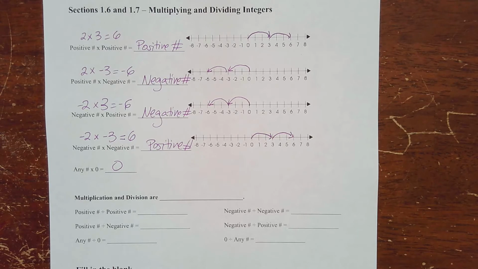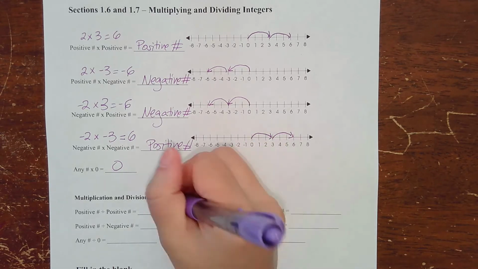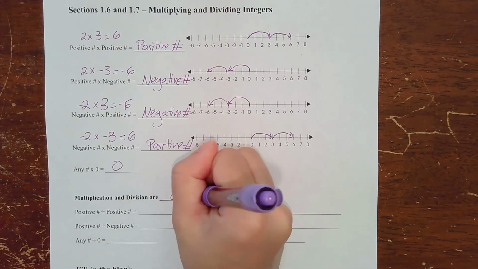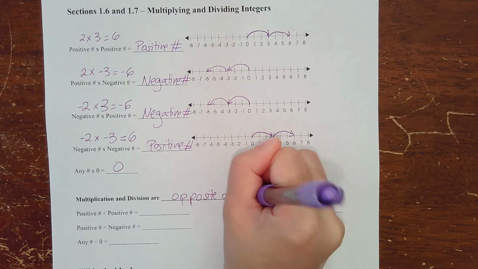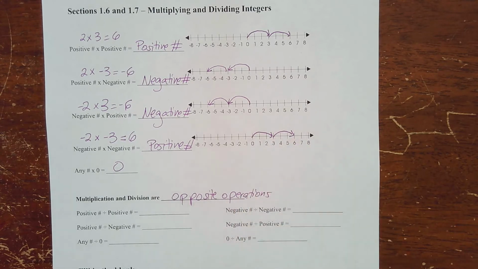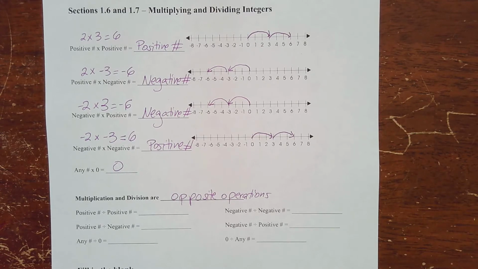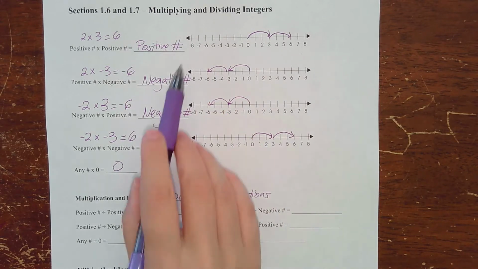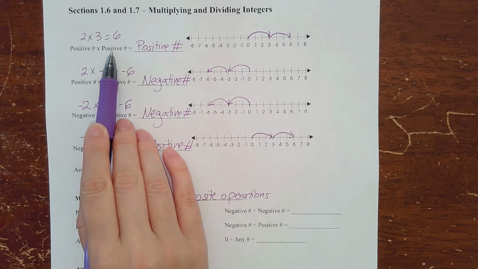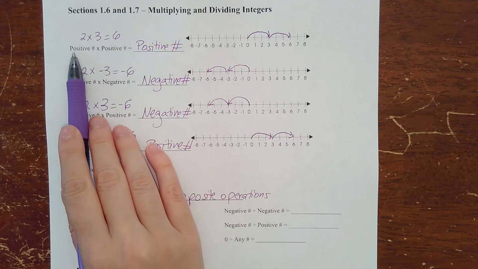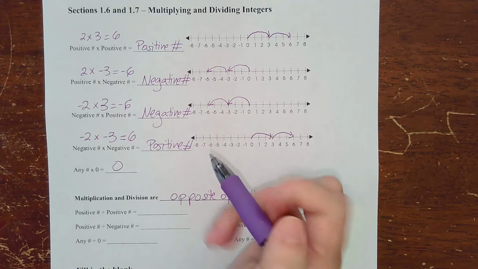Looking at division, multiplication and division are opposite operations. And so we can kind of go backwards to look at some of these properties for division. So if you have a positive number divided by a positive number, well, if I look at my positives here, notice how I'm going backwards here, it would equal a positive number.